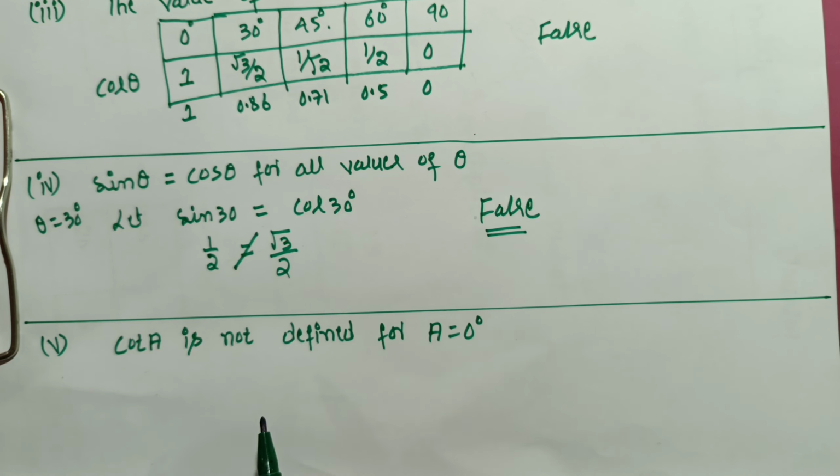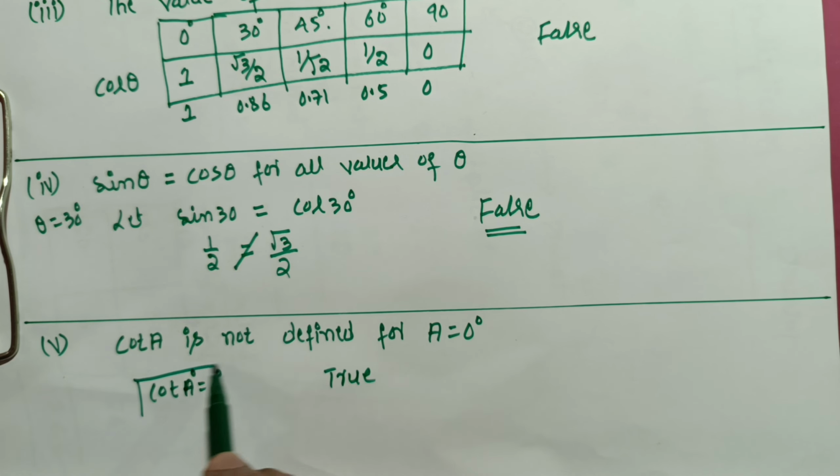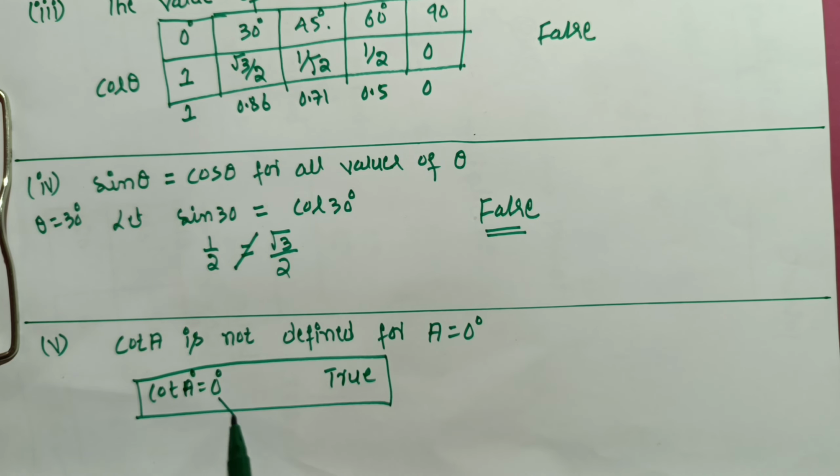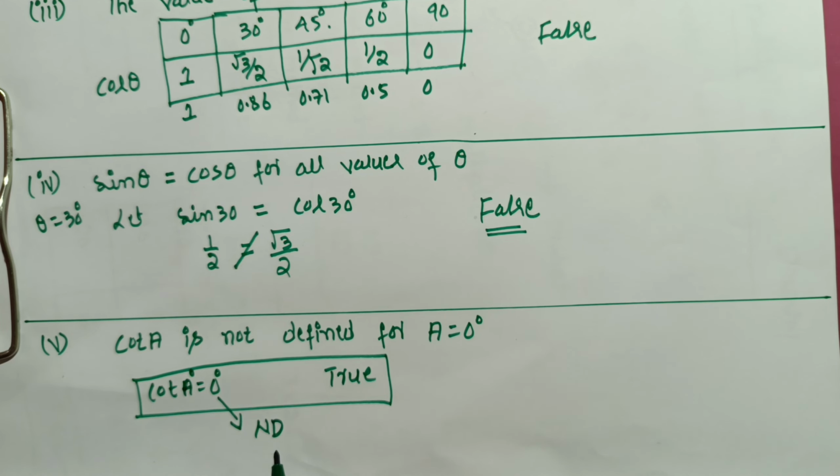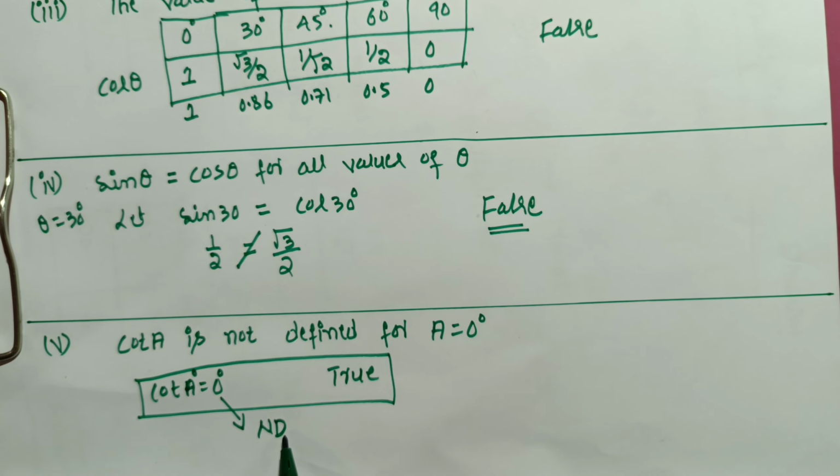Now comes to the last statement: cot A is not defined for A equal to 0 degree. You go and observe the trigonometric ratio table, cot 0 degree which we cannot define. If you observe the table, then you will come to know it is ND, not defined. So hence the statement is true.